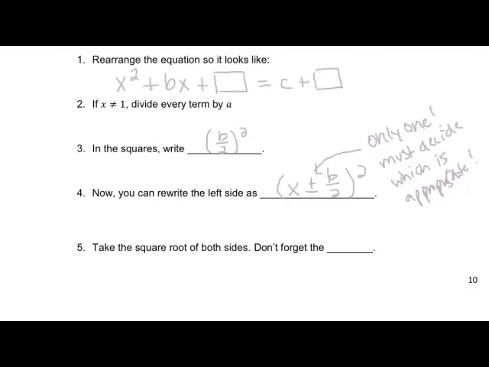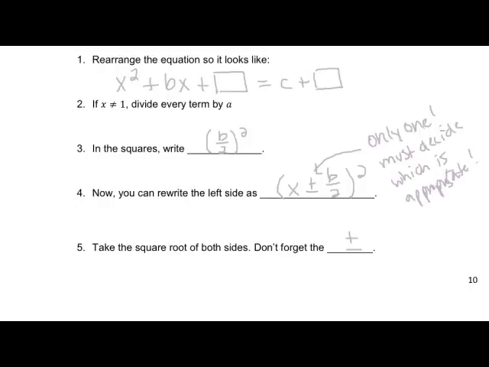Then once we have rewritten the left side as x plus or minus b over 2 quantity squared, we can take the square root of both sides to get rid of the square, and we can solve using square roots. We just have to make sure that we don't forget our plus and minus for our answer. Whenever we take the square root, we know that we have 2 solutions. So again, completing the square will always work.